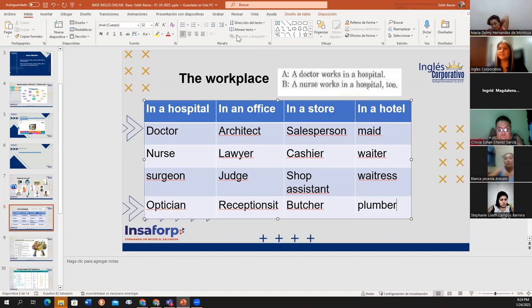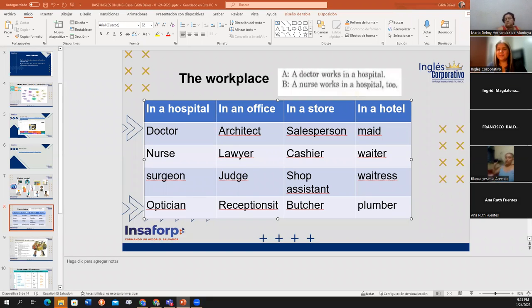Ingrid Magdalena? The place where you work. In my house. In your house? Yes. Anna Ruth, where do you work? In school. Okay, good. Francisco Valdomar, where do you work? The place where you work. In the school. In a school too, okay. Dorca Roxana, where do you work?